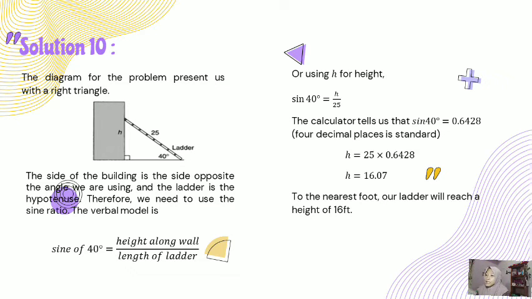The verbal model is sine of 40 degrees equals height along wall per length of ladder, or using h for height, sin 40 degrees equals h per 25. The calculator tells us that sin 40 degrees equals 0.6428. Four decimal places is standard, and so h equals 25 times 0.6428. So h equals 16.7. To the nearest foot, the ladder will reach a height of 16 feet.